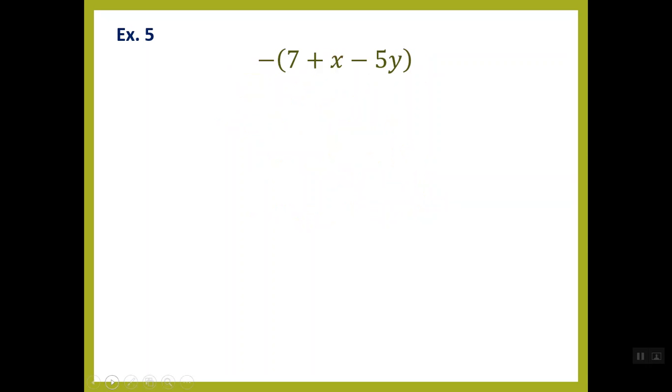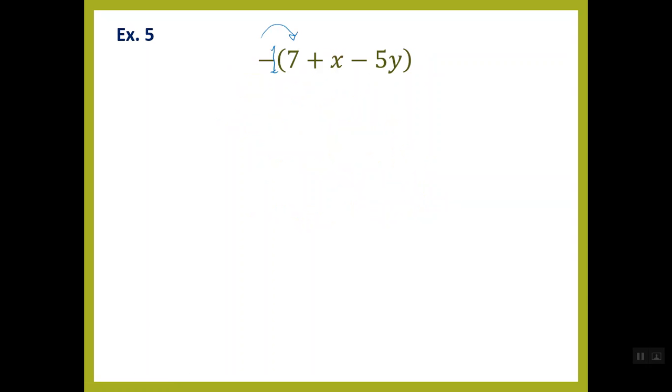All right, now this one looks a little bit strange, but what we're distributing seems to be a negative sign. Well, if there's no number there, we can think of it as a negative 1. So really what we're distributing is negative 1. I'm going to make it look a little bit more like a 1. All right, so we need to distribute negative 1 times all the things inside.